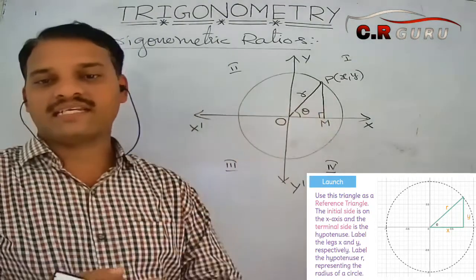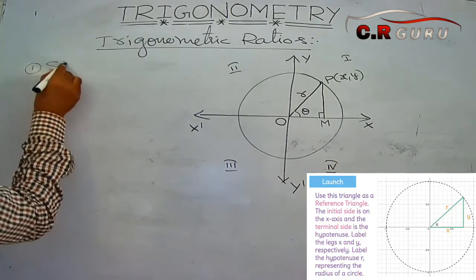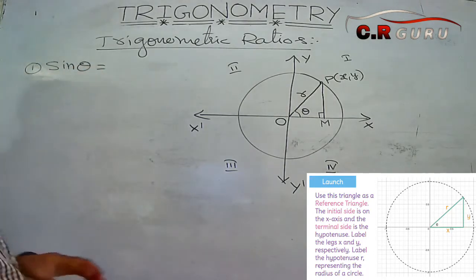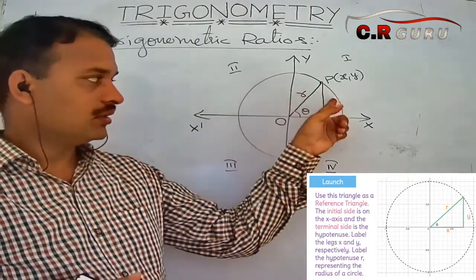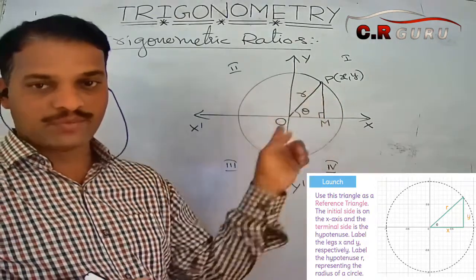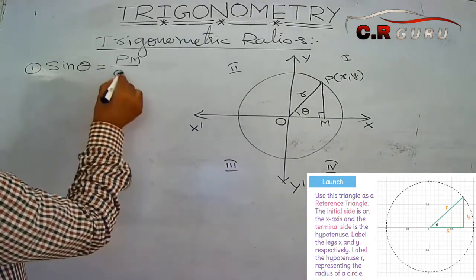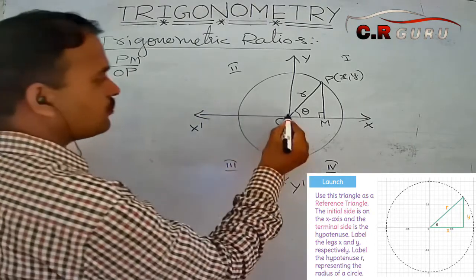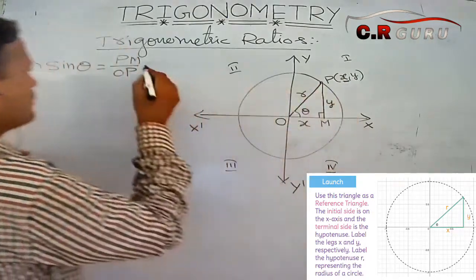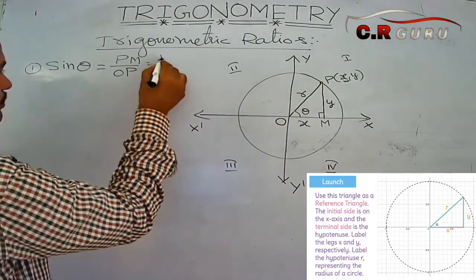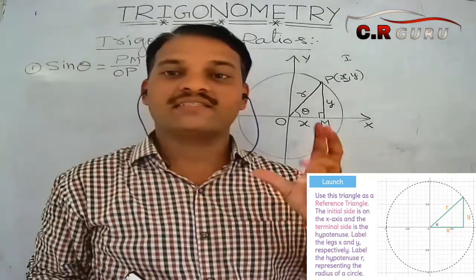Based on that right angle triangle, first of all I want to explain the definition of sin theta. The definition of sin theta is, in a right angle triangle, the acute angle theta's opposite side to hypotenuse. Simply it can be written as the opposite side PM and hypotenuse OP. Here the distance OM is equal to x, and the distance PM is y. Substituting, PM is y and OP is r. So the definition of sin theta is y by r, friends.